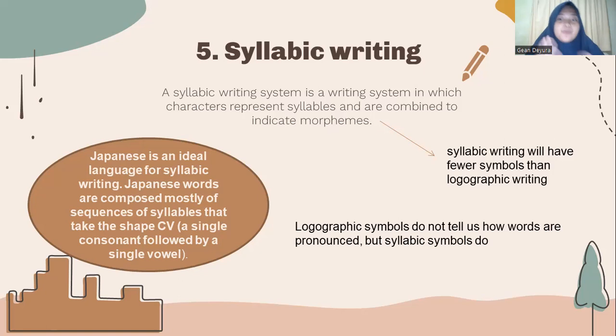Japanese words are composed mostly of sequences of syllables that take the shape CV, or a single consonant followed by a single vowel. In addition to the 46 combinations of a consonant and a vowel, there are some syllables that are made up of a consonant followed by a sound and then a vowel, such as in the word Tokyo, which in Japanese is pronounced To-o-kyo.